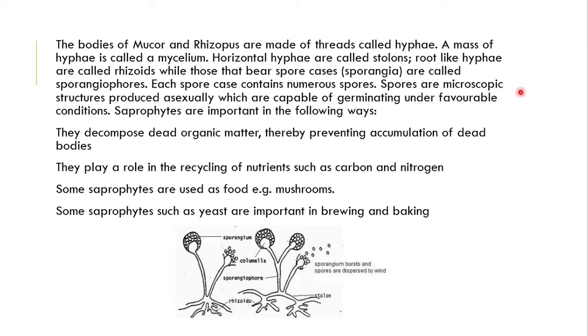Spores are microscopic structures produced asexually, which are capable of germinating under favorable conditions. Okay, they are what? Microscopic, meaning you need a microscope for you to see them. And these microscopic structures are produced asexually, and they are capable of germinating under favorable conditions.